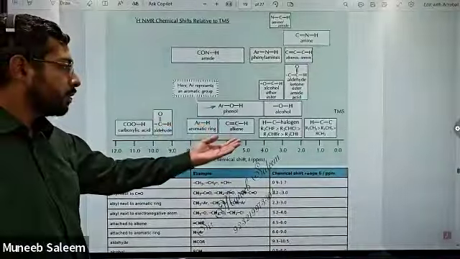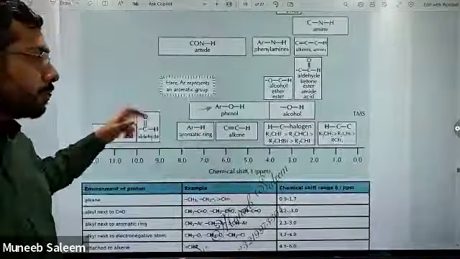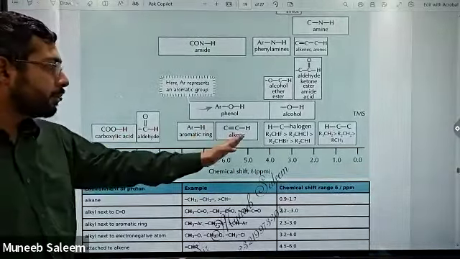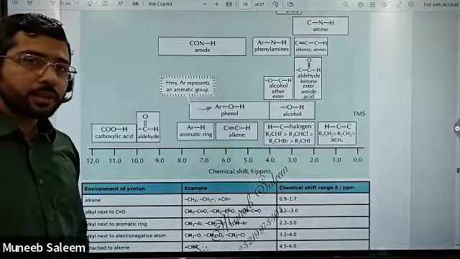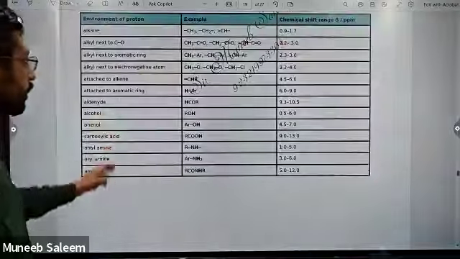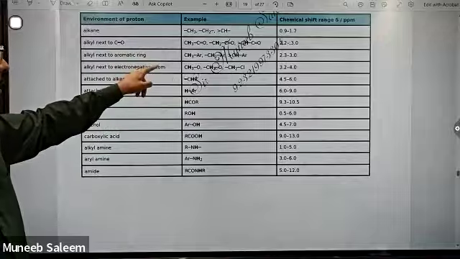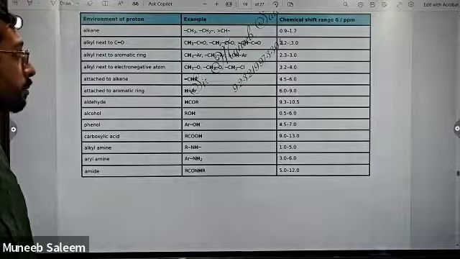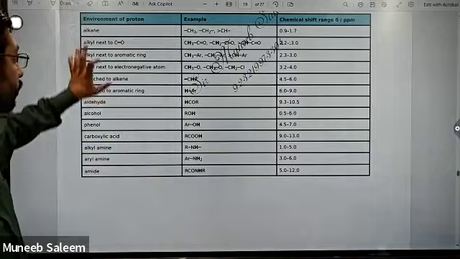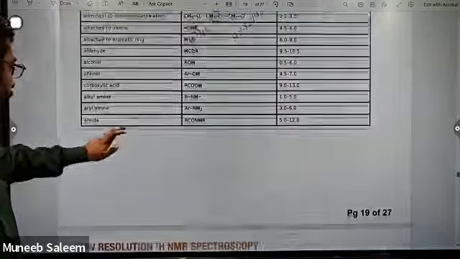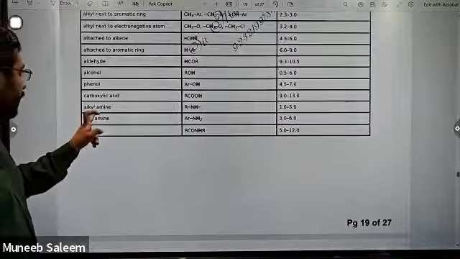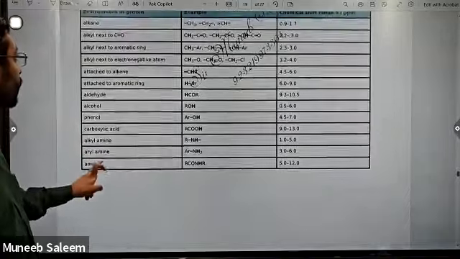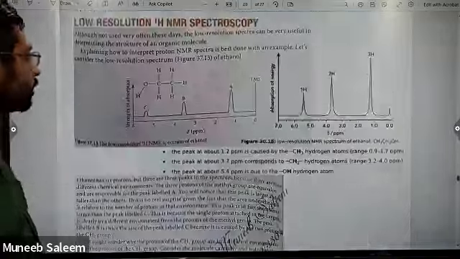There is another table which you can use to interpret the structure of the compound, and they have located different functional groups at different chemical shift values to identify the compound. You will also need to refer to this table to identify the position of the hydrogen in the compound, and they have labeled all those positions in the compound. It has even the amine compounds, aryl amine, amide compound. So you can use this table.